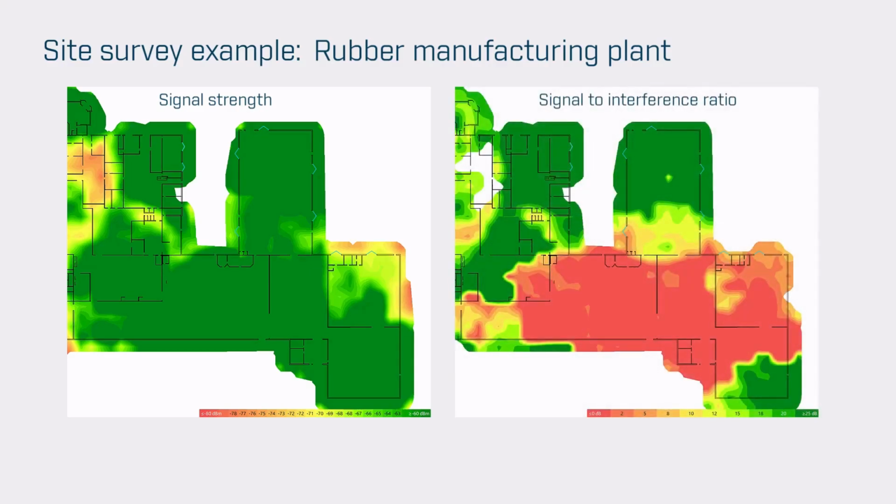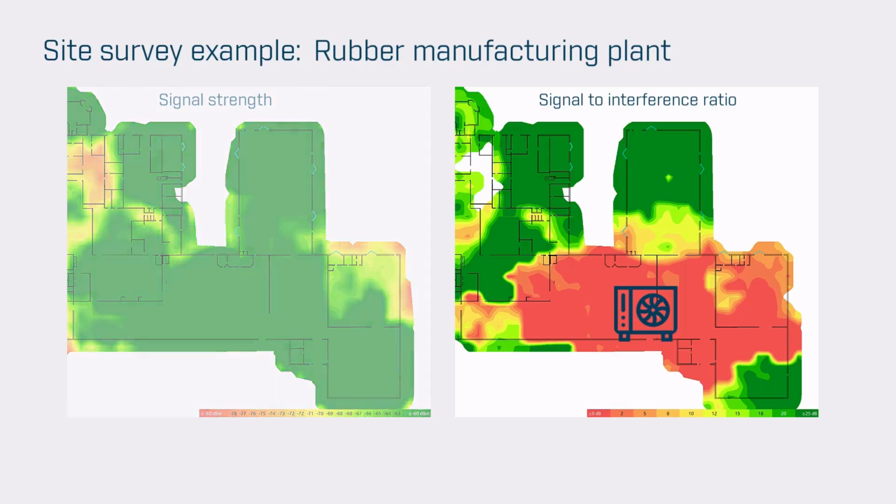In the large red area, a machine utilizing microwave technology to vulcanize rubber was in operation. Since the machine's microwaves operate at 2.4 GHz, the same frequency as the Wi-Fi, the interference here was too high. Unlike Wi-Fi, the machine does not take turns transmitting signals. Instead, it continuously transmits, leading to constant interference.